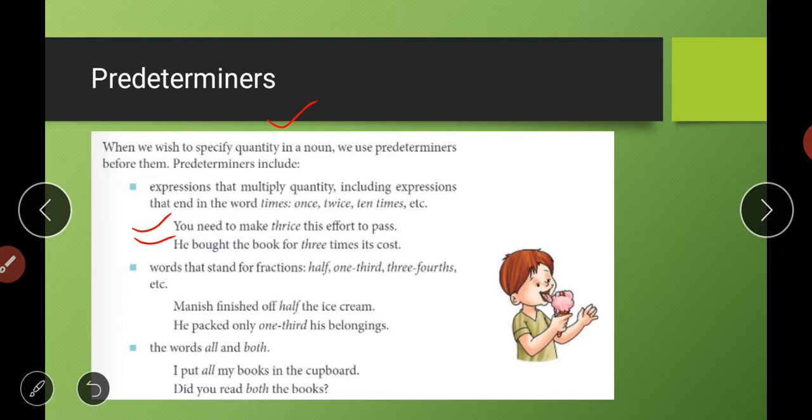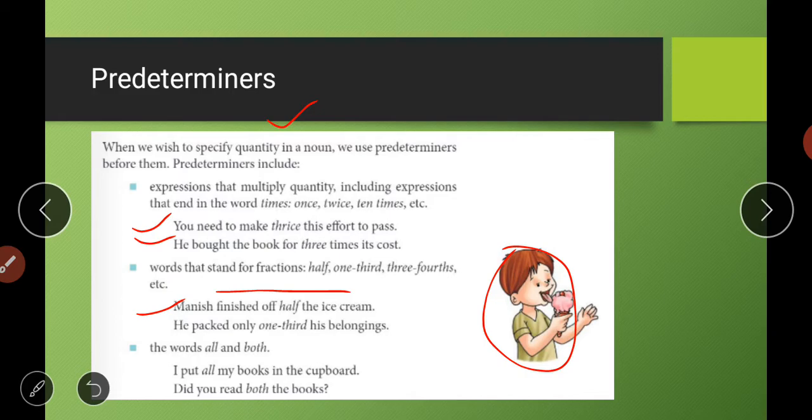Next are words that stand for fractions like half, 1/3, 2/3. So 2/3 of the earth is covered with water, and 1/6 of the earth is covered with forest cover. These words are telling you about fractions, like Manish finished off half the ice cream, and he packed only, here is Manish, you can see.